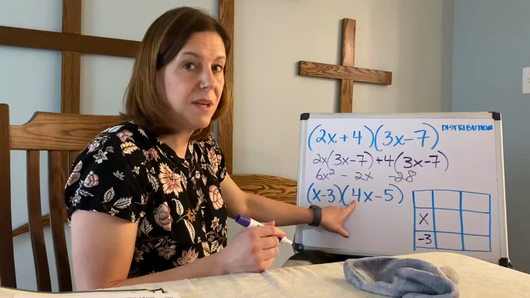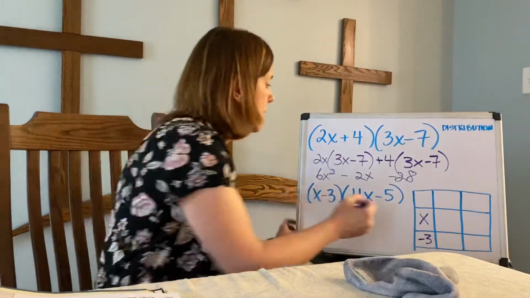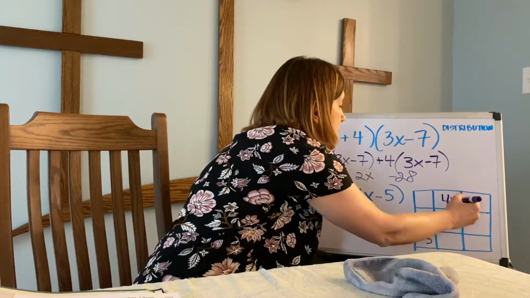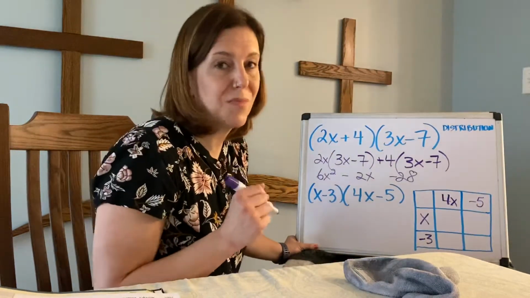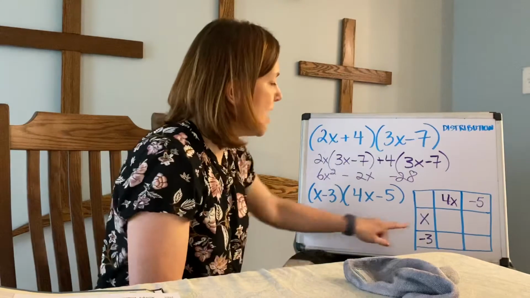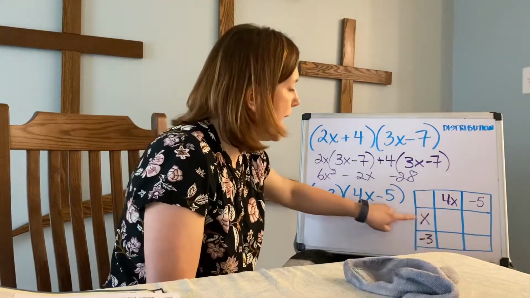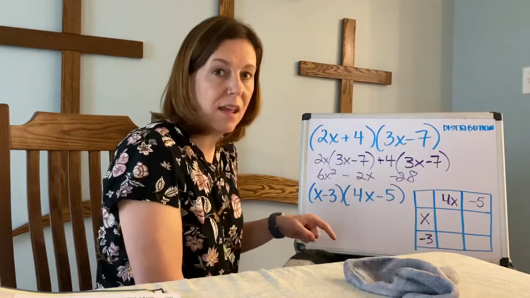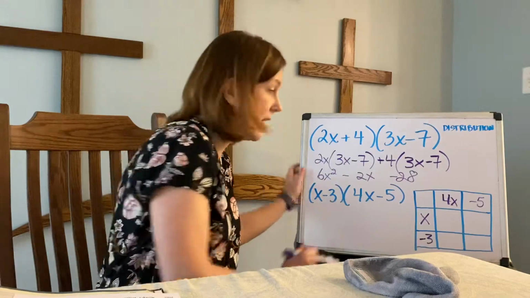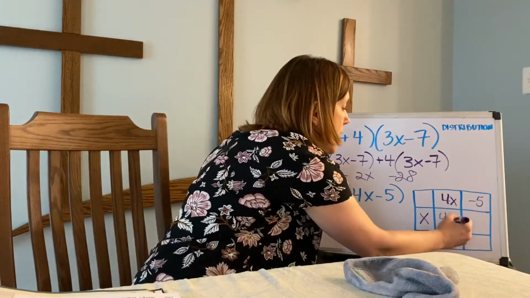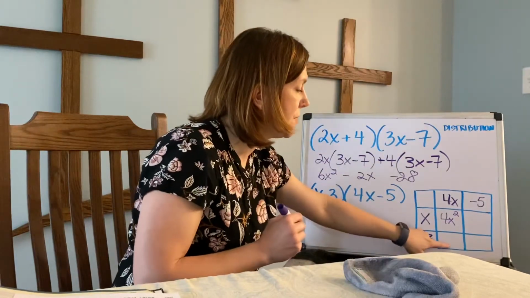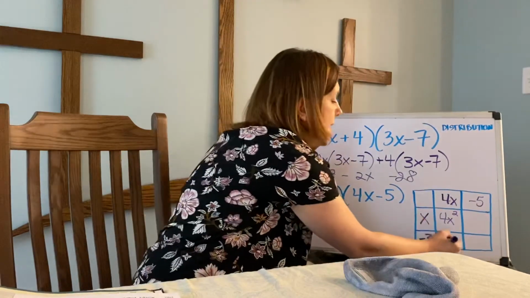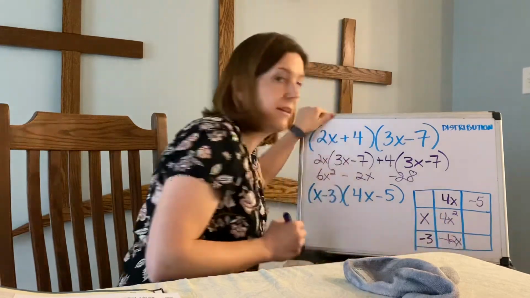Across the top is going to be my second binomial, and I break it up, 4x minus 5. Well, I'm going to go through this multiplication table and say, well, this square is where my x and my 4x meet, and I'm going to put the product there. So that would give me 4x squared. This one down here would take my negative 3 times my 4x and give me negative 12x.